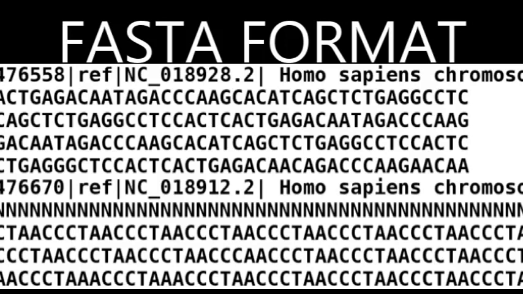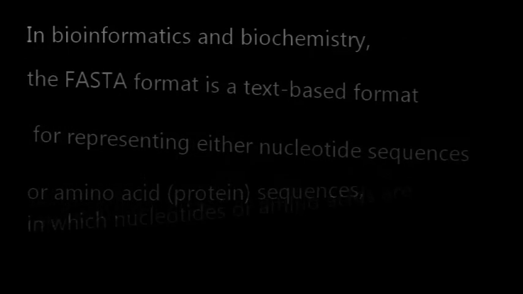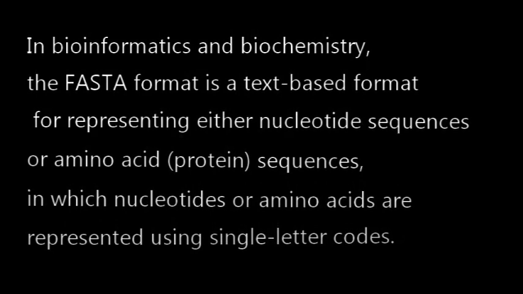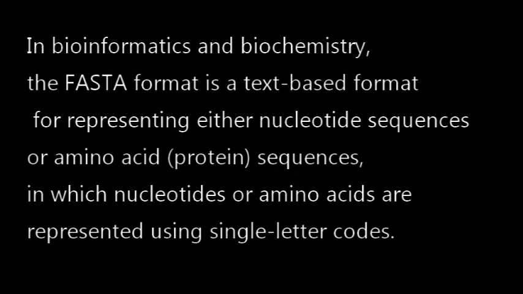So FASTA format in bioinformatics or biochemistry is a text-based format for representing either nucleotide sequences or the sequences of proteins, in which the nucleotides or amino acids are represented using single letter codes. For nucleotides, for example, A is for adenine, C is for cytosine, G is for guanine, T is for thymine, and U for uracil in messenger RNA. For amino acids, glycine is represented by G. So this is the FASTA format using single letter codes.